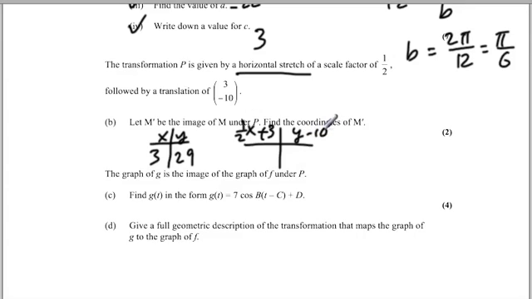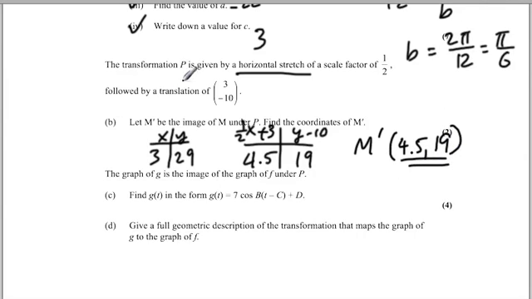So if I take 3 times half, that's 1.5. And 1.5 plus 3 is 4.5. So that's 4.5. Let's do 29. 29 will be subtracted by 10, so it's equal to 19. So the point M prime will be 4.5, comma 19.